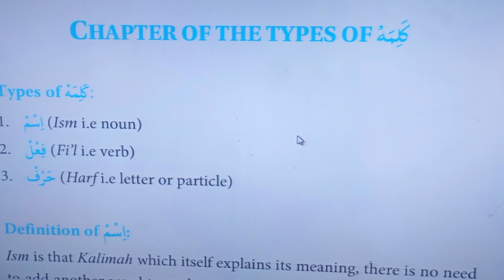Let's look at our first slide. Chapter of the types of kalimah. Ism, which corresponds to a noun. Fi'l, which corresponds to a verb. Harf, which corresponds to a letter or a particle in a sentence. So, if you can master how to spot the difference between these 3, you can analyze any sentence in the Quran or Arabic literature.